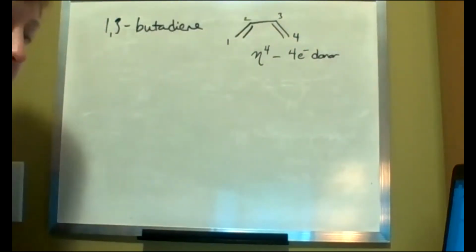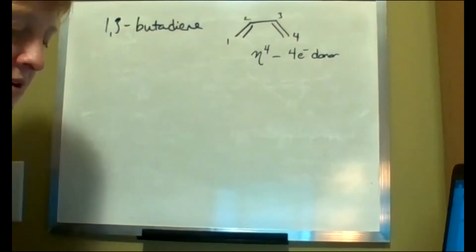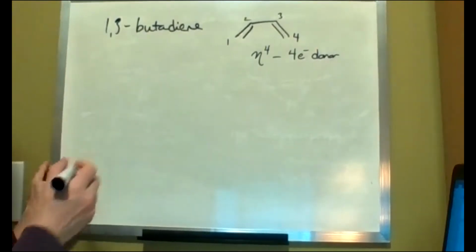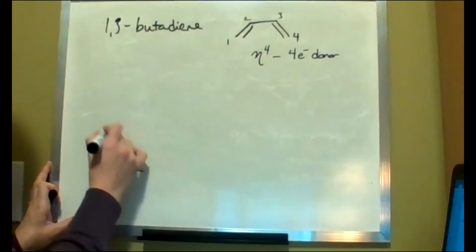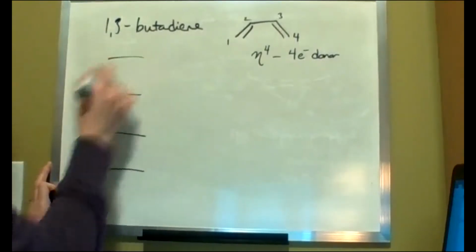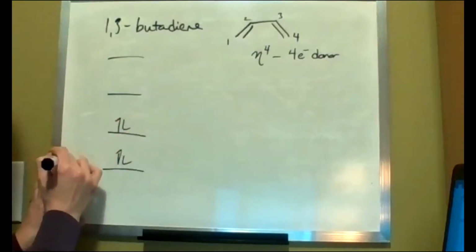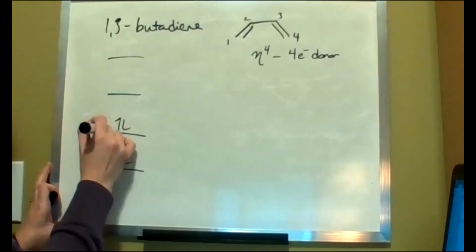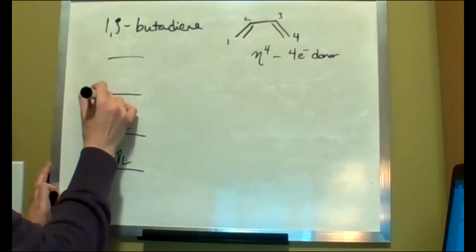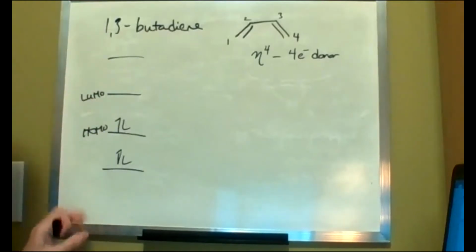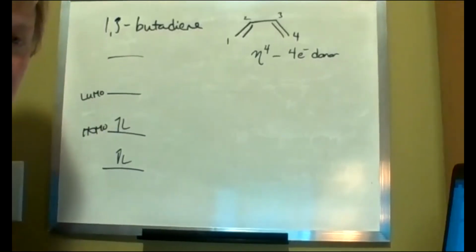Now let's go look at the picture. I'm going to try to explain it. First of all, I'm going to draw out the 4 molecular orbitals. I'm just going to fill those in. So this one is your HOMO. There is your LUMO. So let's go to these on the page.